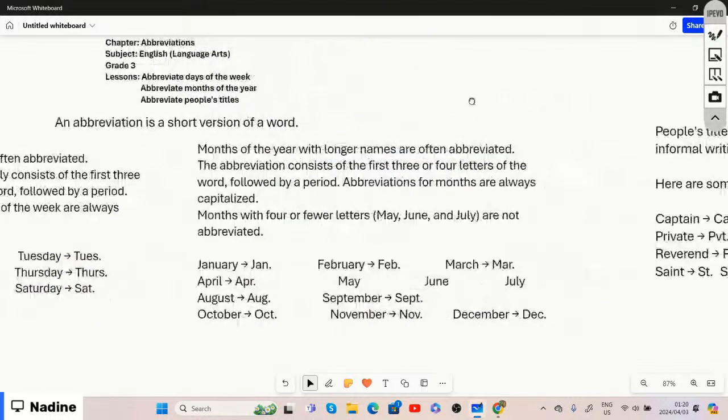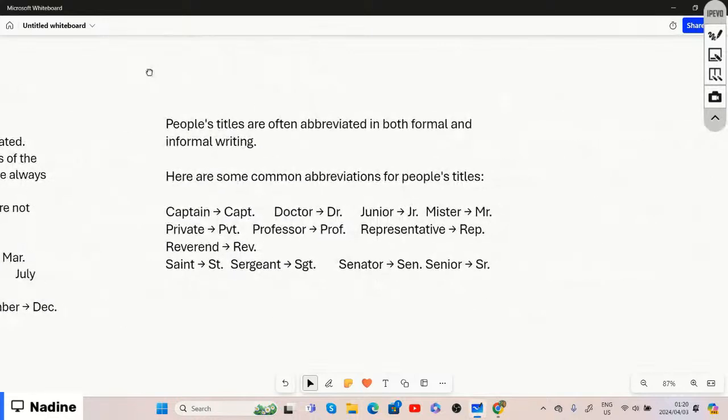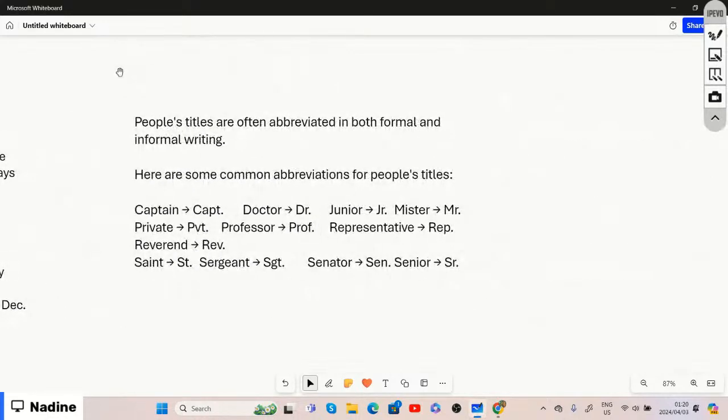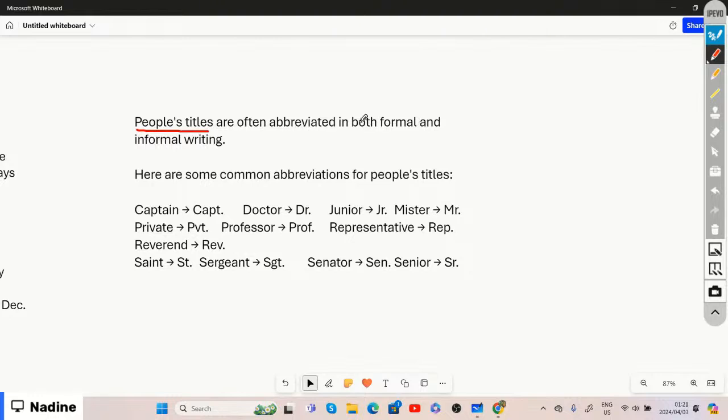All right. So we see that we abbreviate days of the week, and we also abbreviate months of the year, right? But we also need to abbreviate people's titles, right? So people's titles are often abbreviated in formal as well as informal, right? People's titles are also abbreviated. We abbreviate it in formal as well as informal.